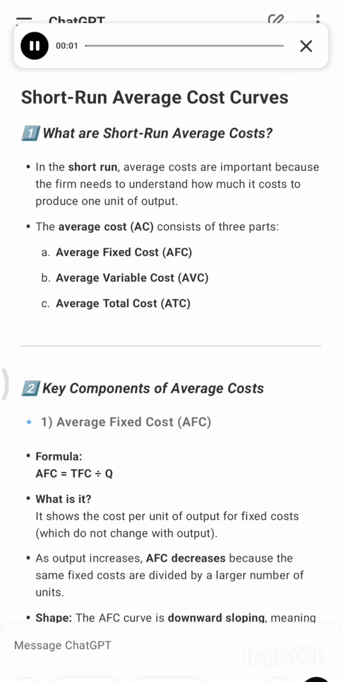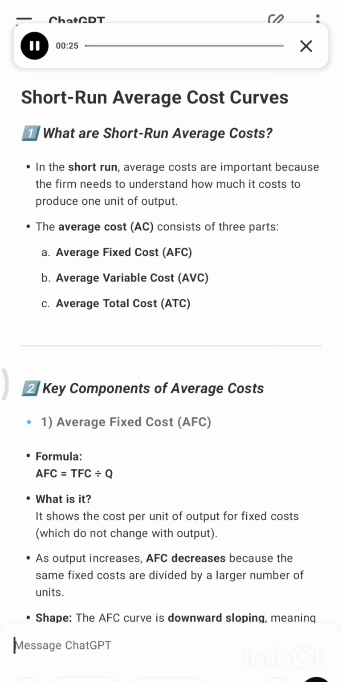Short-run average cost curves. 1. What are short-run average costs? In the short run, average costs are important because the firm needs to understand how much it costs to produce 1 unit of output. The average cost, AC, consists of 3 parts: 1. Average fixed cost, AFC. 2. Average variable cost, AVC. 3. Average total cost, ATC.